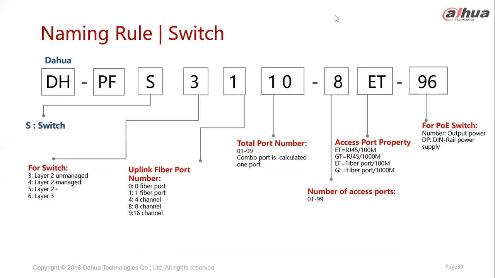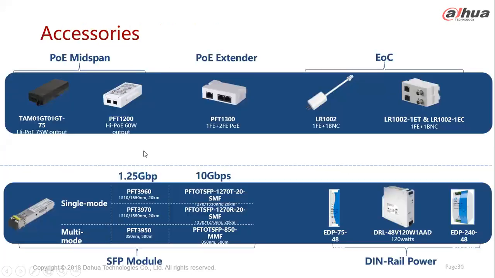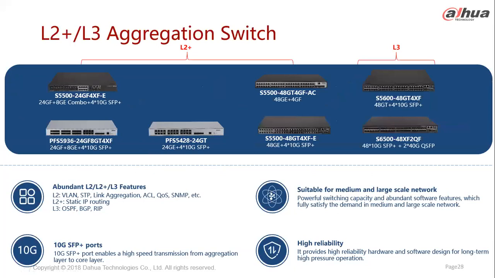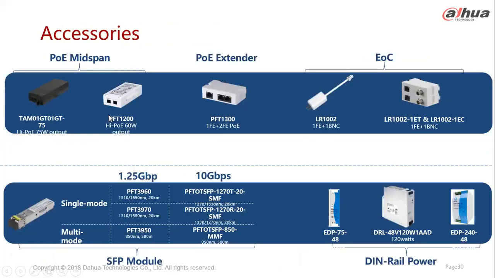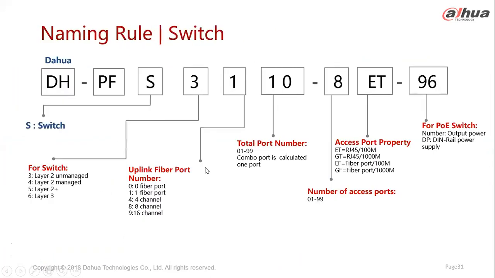For the naming rule for the switches that we saw before, it's the same way we do naming rules for other products like IPC and recorders. As you can see, 3, 4, and 5 are layer 2 switches, and 6 is layer 3 switches. Layer 2 plus switches are just like layer 3 switches, but with a small distinct characteristic.